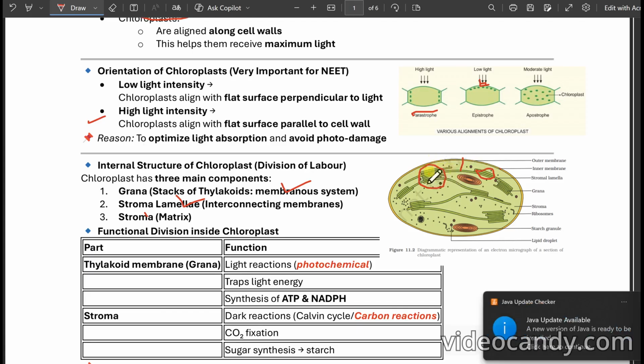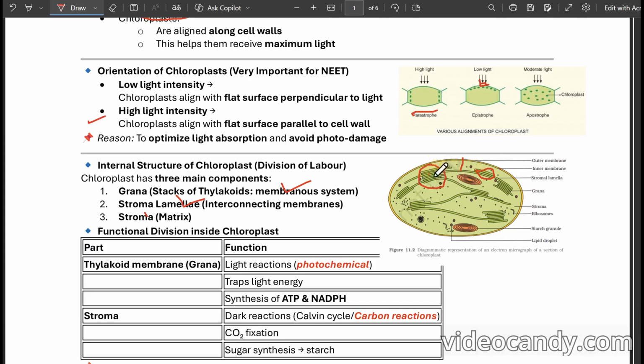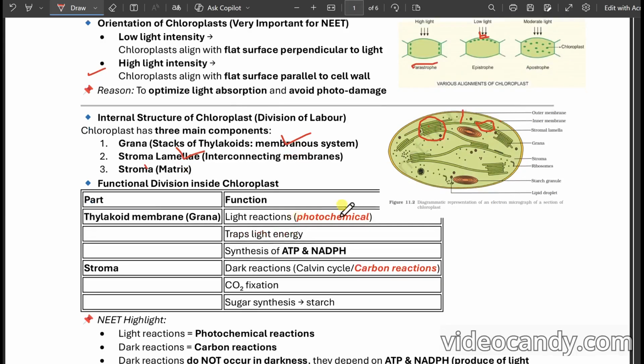थैलेकॉइड स्टैक्ड रहता है एक के ऊपर एक के ऊपर. दो ग्राना थैलेकॉइड्स को अटैच करने वाले को क्या बोलते हैं? स्ट्रोमा लैमेला बोलते हैं. और जो फ्लूइड है उसको स्ट्रोमा बोलते हैं, द मैट्रिक्स. सो हर पार्ट का एक एक डिवीजन ऑफ लेबर रहता है. So there is a different capabilities and different work each part has.